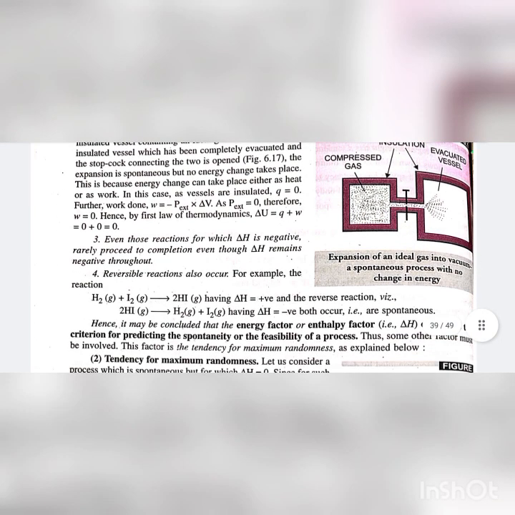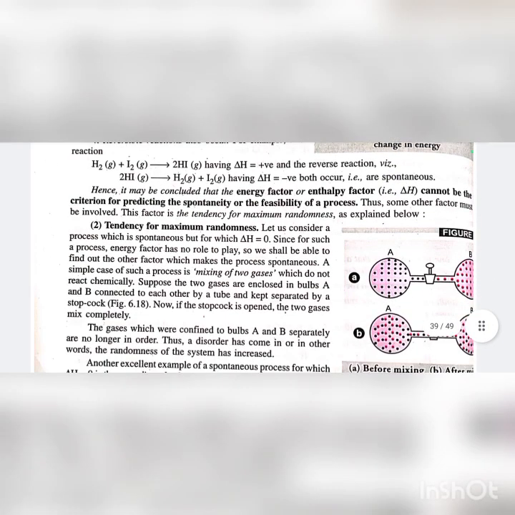Second, a number of reactions are known for which delta H is zero, but they are still spontaneous. That is reaction between acetic acid and ethyl alcohol. Expansion of an ideal gas into vacuum is also an example. Third, even those reactions for which delta H is negative rarely proceed to completion, even though delta H remains negative throughout. Fourth, reversible processes do not occur. Hence, it may be concluded that the energy factor or enthalpy factor cannot be the criterion for the spontaneity or the feasibility of a process.